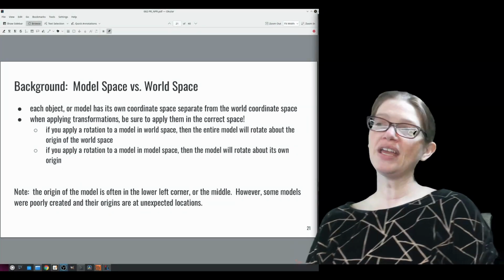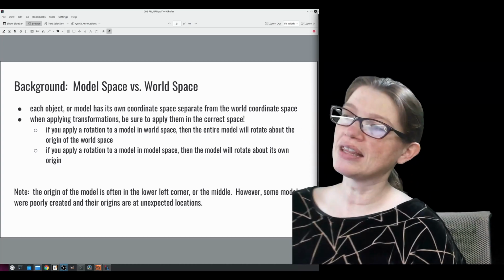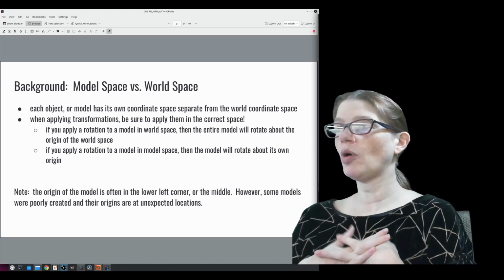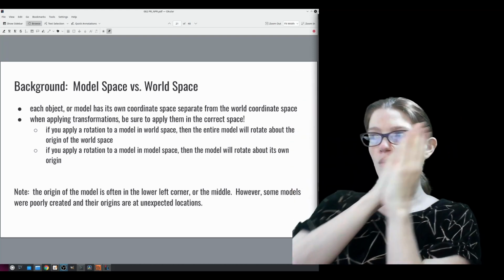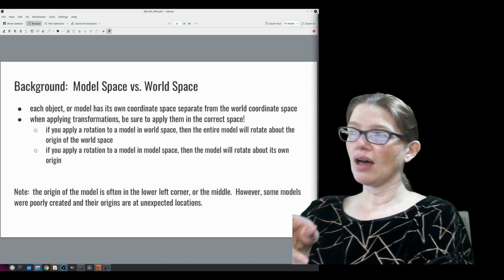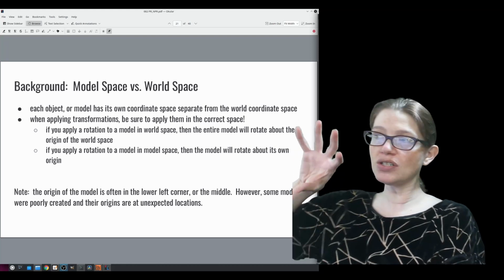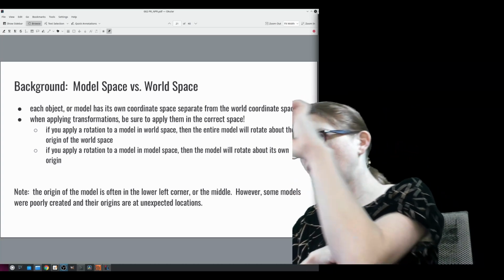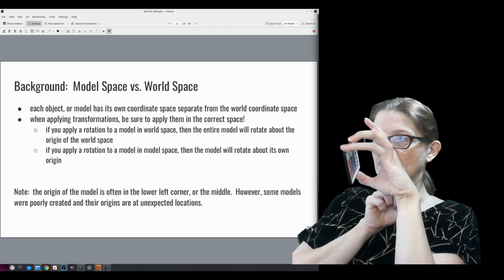So when you're applying a transformation, you have to make sure that you're applying it in the correct space. If you apply a rotation to a model in world space, then the whole model will rotate around the world space's center point. Whereas if you apply a rotation in the model space, it's going to be just rotating the model about its center. So it's the difference between moving the object like this, and just moving it like this.